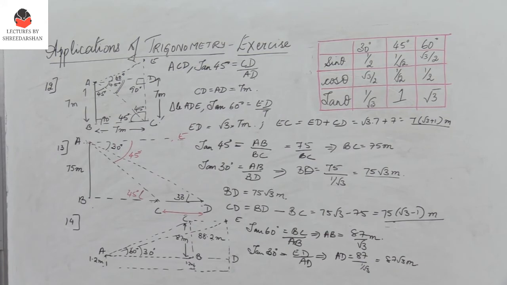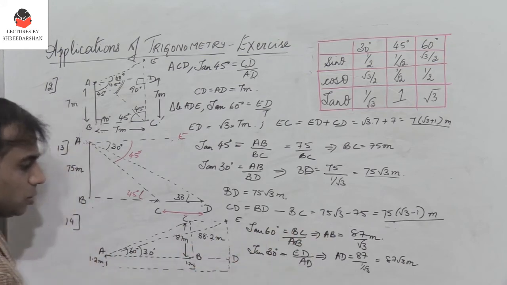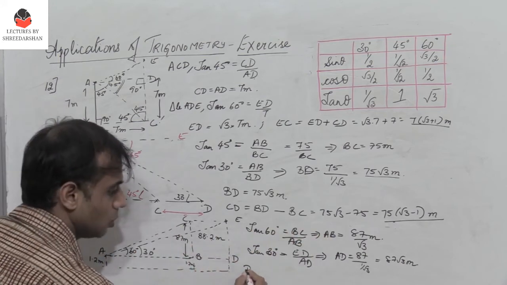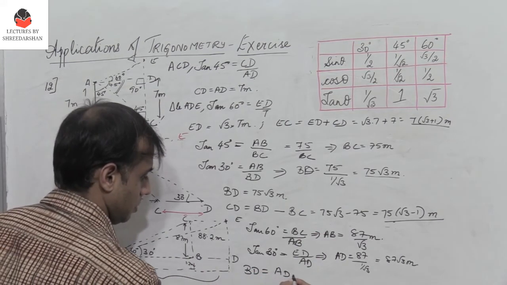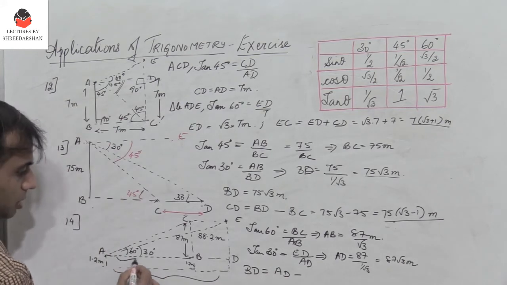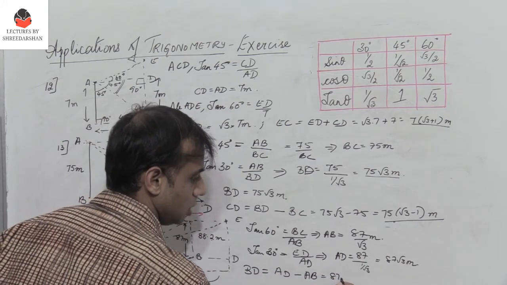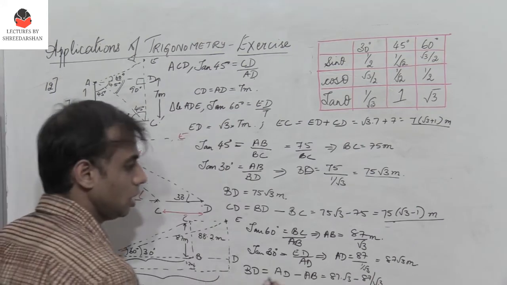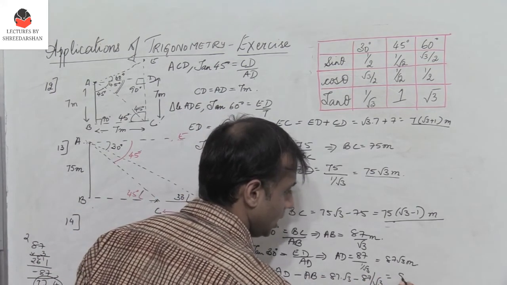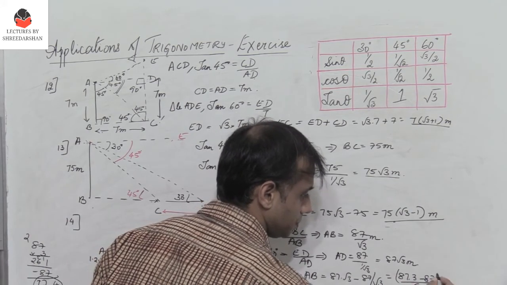Okay, so AD is 87 root 3, and I find that AB is 87 by root 3. So I need to find BD. So what is BD? BD is this entire length AD minus AB. So which is 87 into root 3 minus 87 by root 3. So now if I take the LCM here, I get 87 into 3 minus 87 divided by root 3.